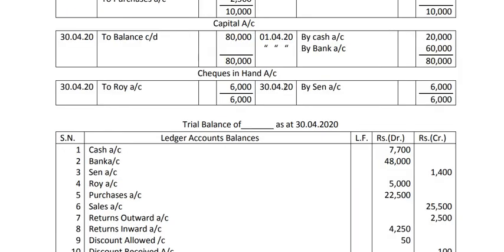Okay. See how cheques in hand account is prepared. This is cheques in hand account, to ROI 6,000 and by sales 6,000. This account is automatically closed. That means this account has no balance, neither debit balance nor credit balance. So this account is closed. This will not go to trial balance.